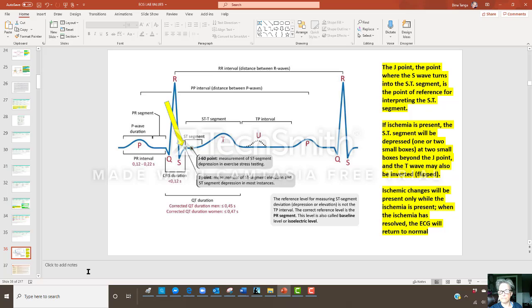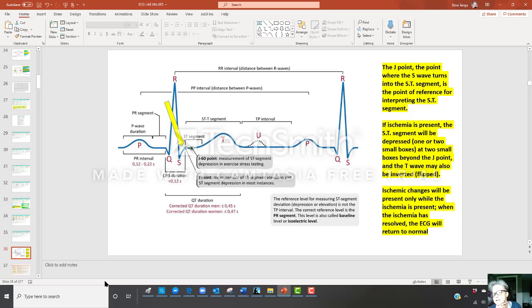Okay, the J point, the point where the S wave turns into the ST segment. The J point, right here. Measurement of ST segment elevation and ST segment depression in most instances uses the J point as the point of reference for interpreting the ST segment.